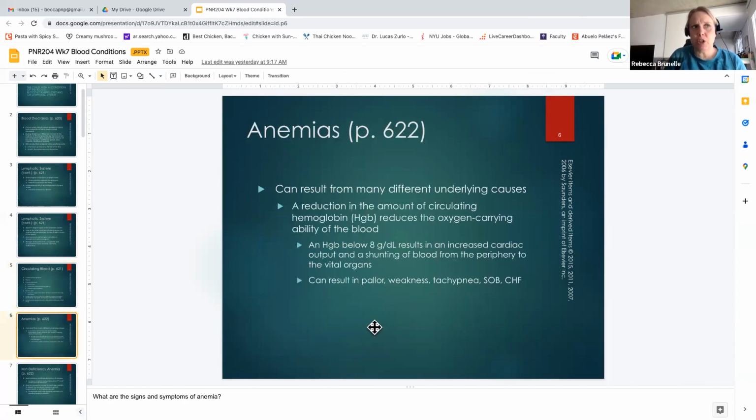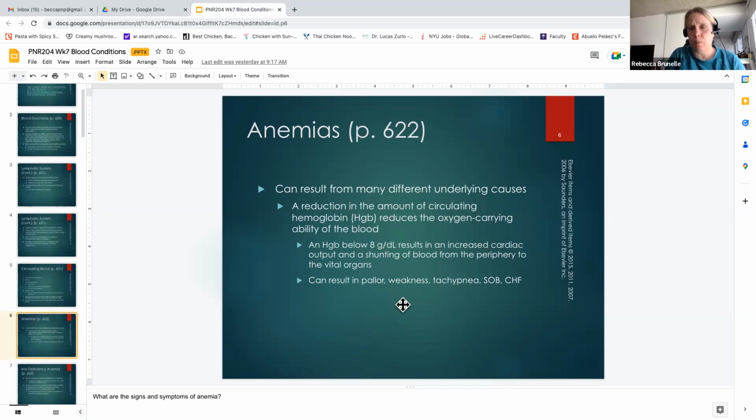So anemia, just in general, is a reduction in the amount of hemoglobin. Since hemoglobin is bound to red blood cells, it can be related to your red blood cell count, and then it can just be related to your hemoglobin. They're not necessarily the same thing, but anemia in general is a reduction in your hemoglobin level, which is the protein that carries oxygen.